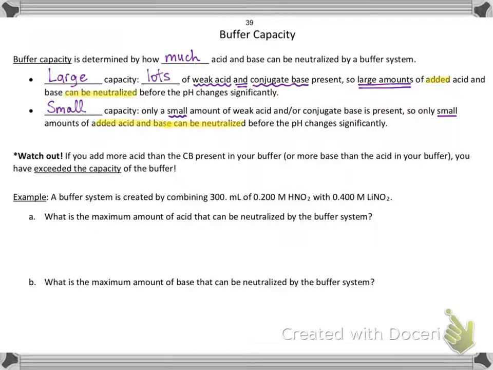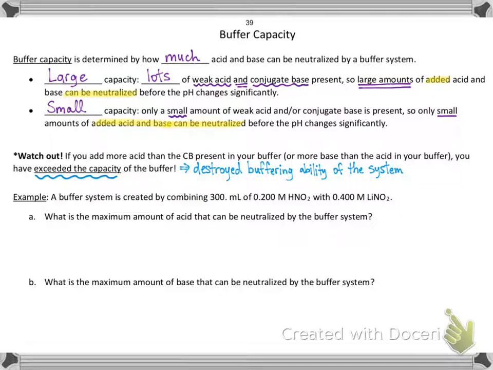Now you need to watch out, because if you add more acid to your buffer than the conjugate base that's present, or you add more base than the acid present, you have what they say is exceeded the capacity of the buffer. You've destroyed its buffering capability.